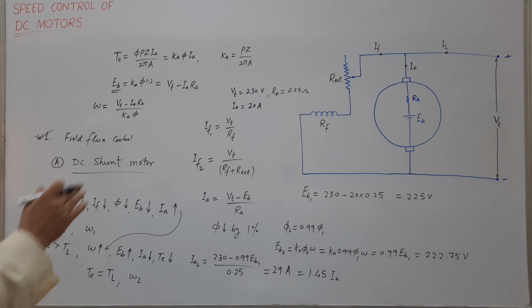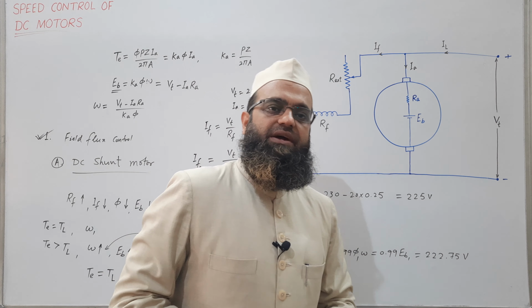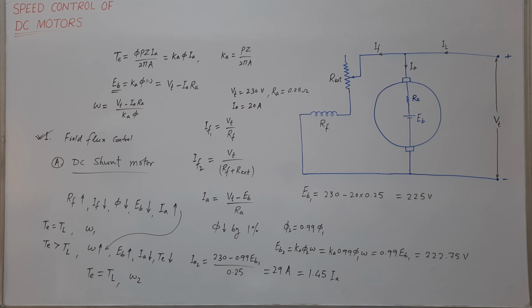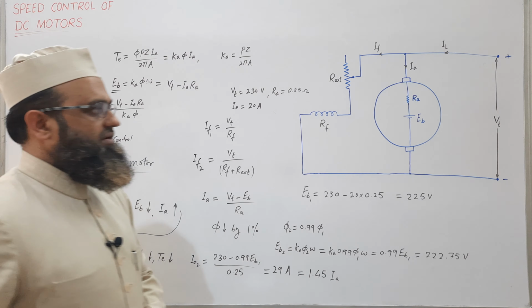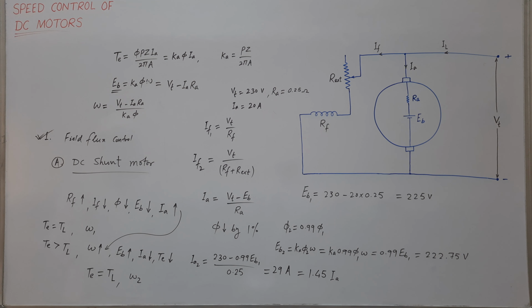With this method, field flux control, also known as field current control method or field weakening method, we can control the speed of the motor, whether shunt or series, we will discuss series later, above its base speed, that is, rated speed.